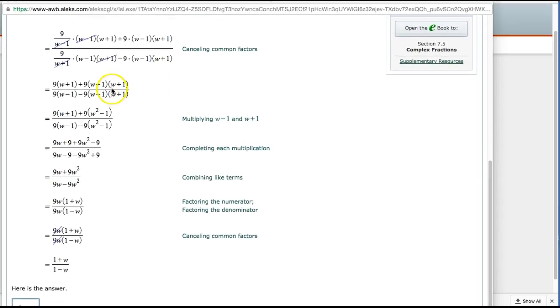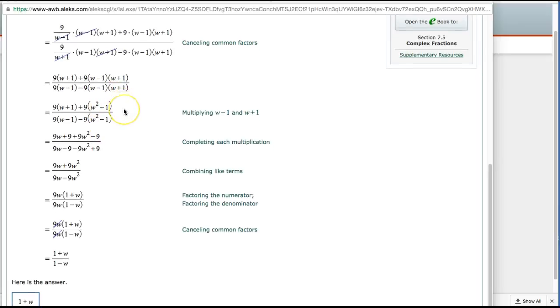Now, what's happening between this line of work and this line of work is that w minus 1, w plus 1 is really a difference of squares. If you FOIL it out, which is multiplying two binomials, what you're going to get is w squared, then w, then minus w, then minus 1. And so that plus w minus w goes to 0, and you're just left with w squared minus 1. Okay, then they do the same thing on the bottom. And a lot of students are going to want to distribute the 9, and don't do that. Just FOIL this, FOIL that.